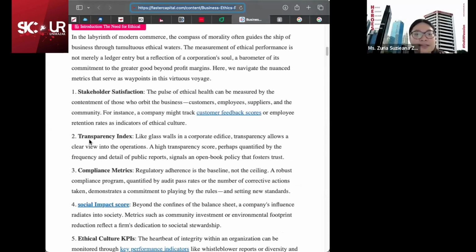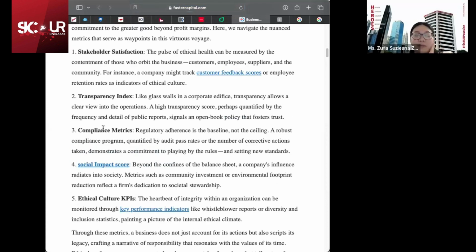And then in terms of transparency index, right? Also, you can come up with your own calculation, your own reporting, okay, to see how transparent is your company, a high transparency score, perhaps quantified by the frequency and the detail of public report. Okay, so these are the elements or the criteria that you can use. Okay, frequency of reporting, detail of the public report, and then signals on open book policy if you have that. Compliance metrics. Okay, so for example, if you have a compliance program and then you make an audit, there must be some criteria. Okay, the number of the corrective actions taken.